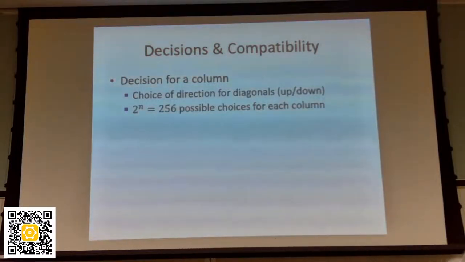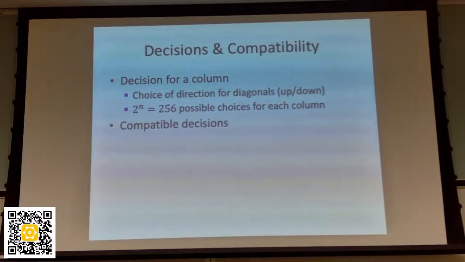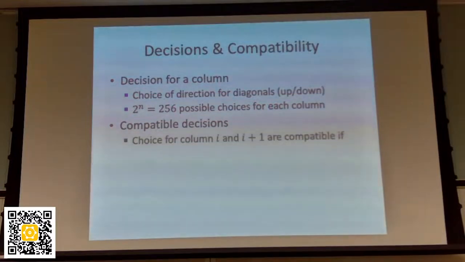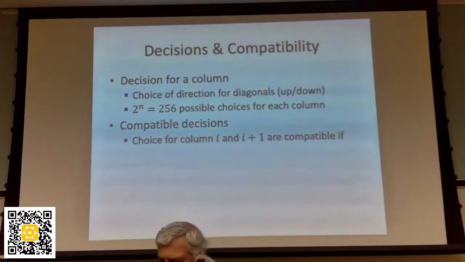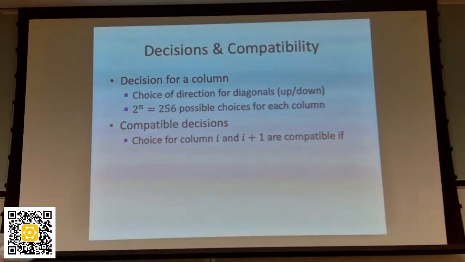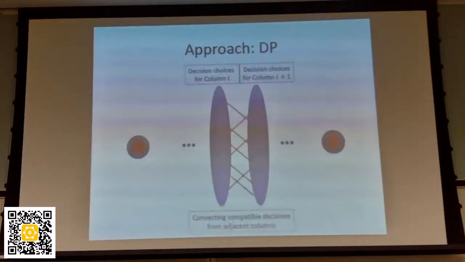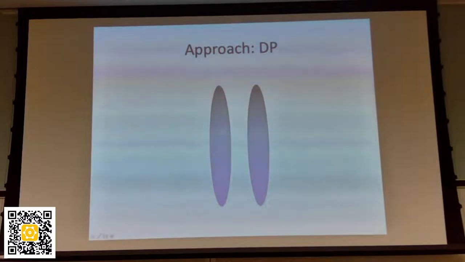All right? And then this tells us how to check for compatibility, because what we are going to say is the choice here in column I and the choice here in column I plus 1, they are compatible if it satisfies all the constraints of the numbers in between. We can look at an example, and hopefully it'll start to make sense. Where is that example?